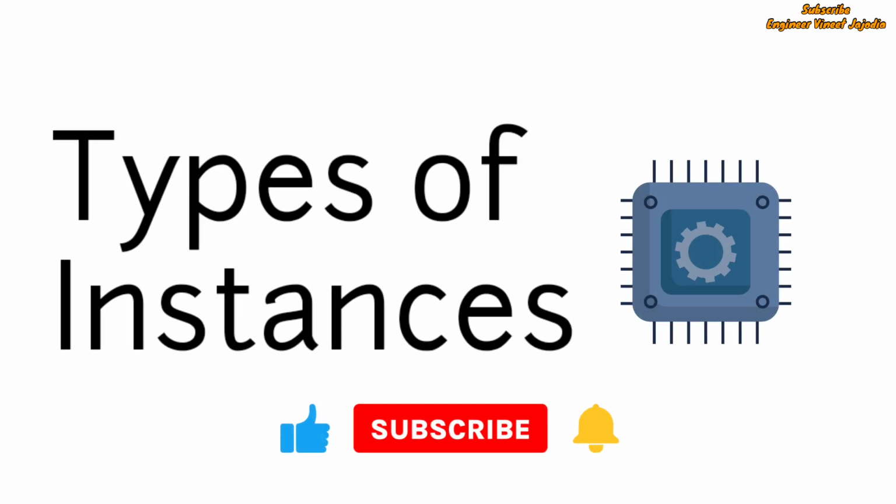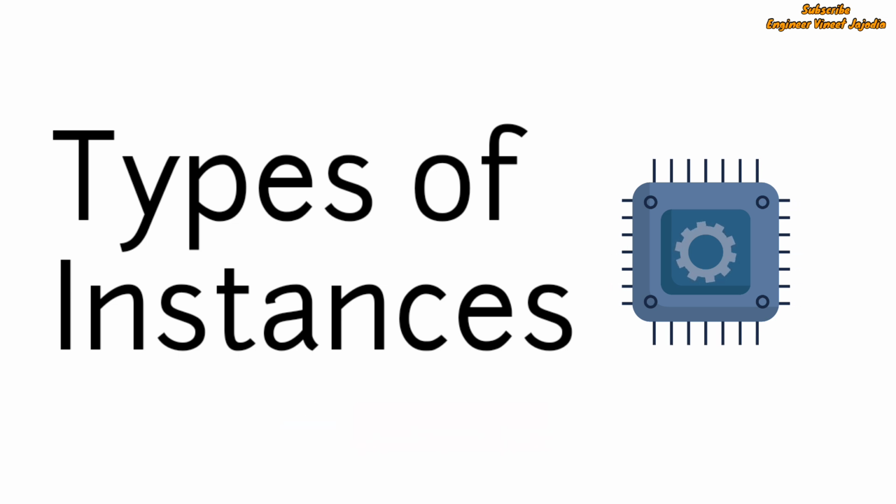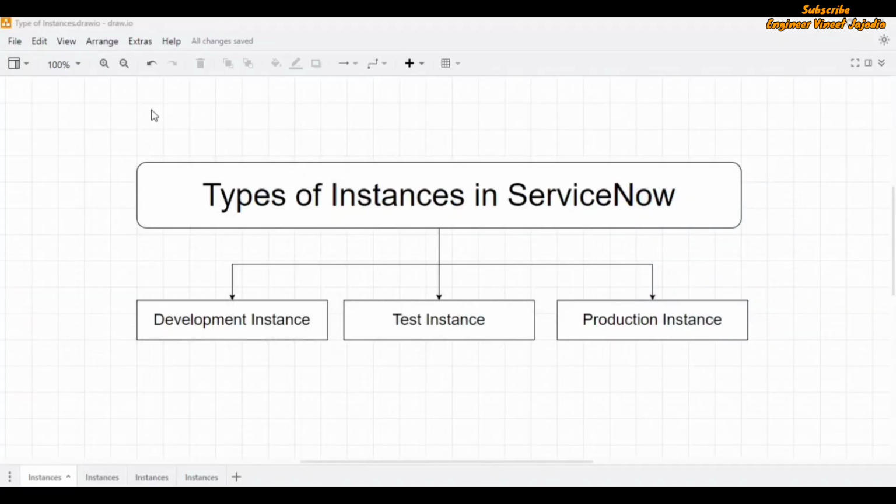In today's video, we are going to see types of instances in ServiceNow. When you work in a project, you will be working on different types of instances. So let's see what those types of instances are. When you're working in a project, you will mostly be working on three instances, and those are development instance, test instance, and production instance.